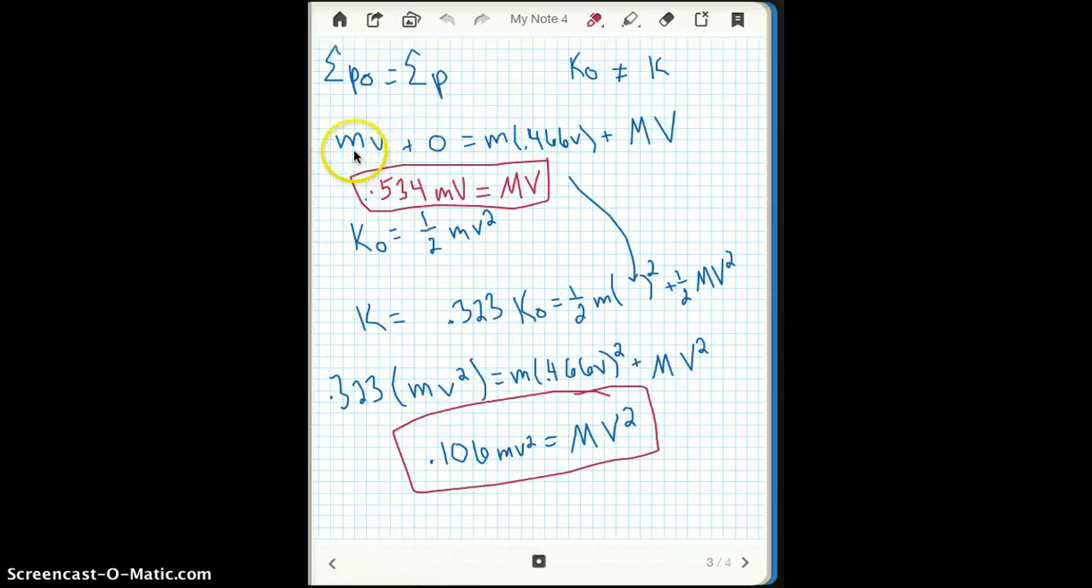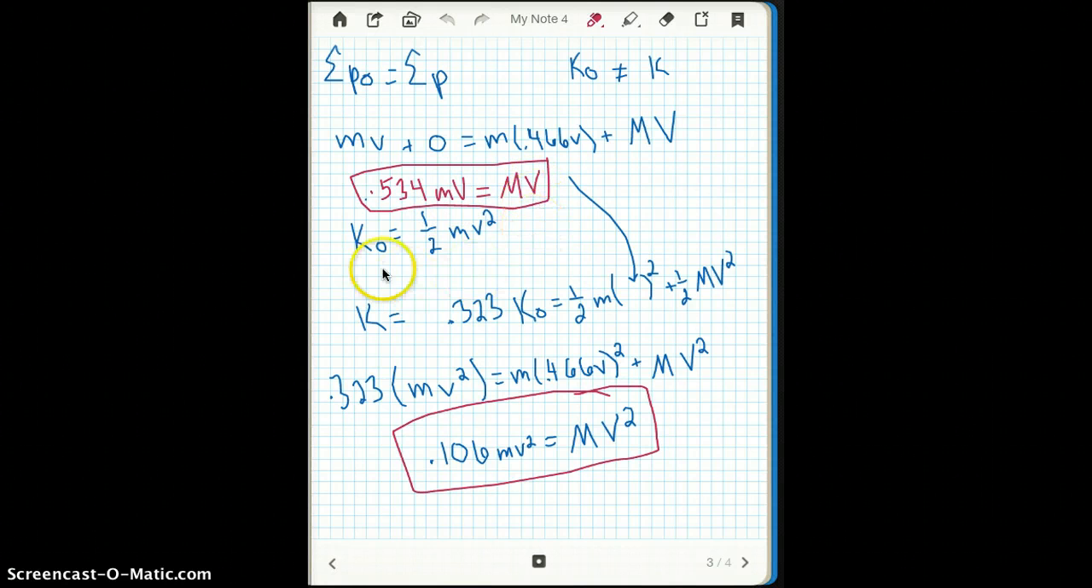So we have the mass times velocity of the bullet plus the mass of the block times 0, which is 0. It has no momentum initially, equals, when the bullet comes out the other side, it's moving slightly slower, so m times 0.466v plus big M times big V, and these are the things we're trying to solve for. I can do a little bit of algebra, combine like terms, and I end up with an equation that has too many variables to deal with.